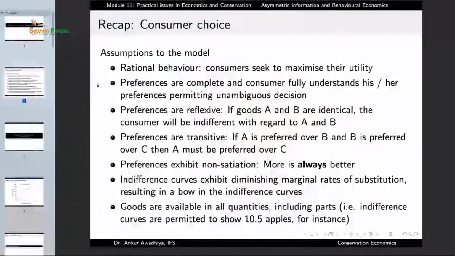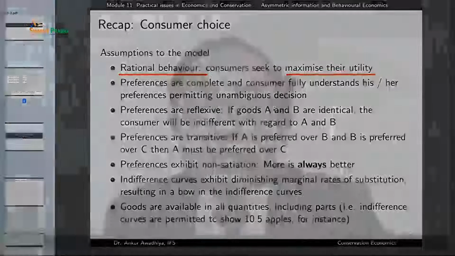Some of these assumptions include things like rational behavior. When we talked about rational behavior, we said that consumers are always seeking to maximize their utility. Throughout this course, we have said that the buyers try to maximize their surplus, the sellers try to maximize their surplus, and that everybody is a rational being, which meant that everybody is using all the information they have access to and actively processing that information to come up with a decision.